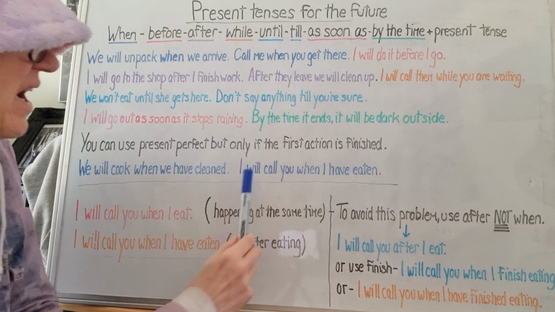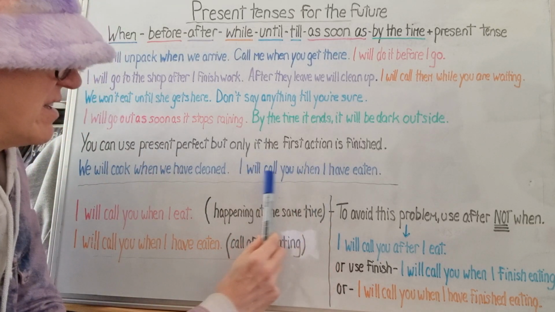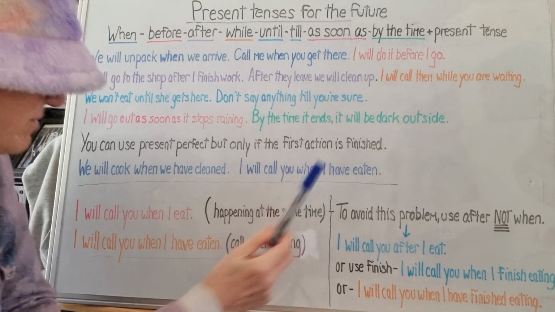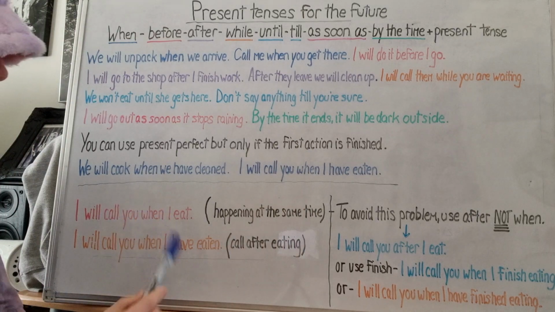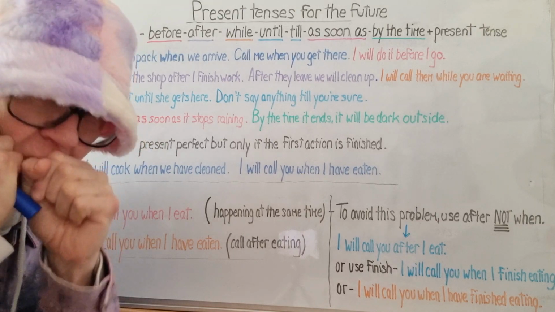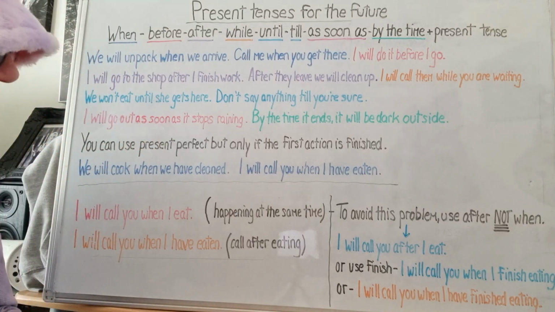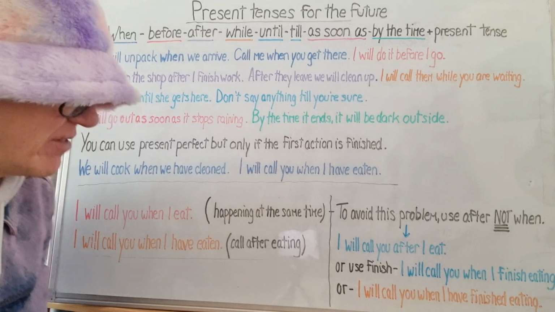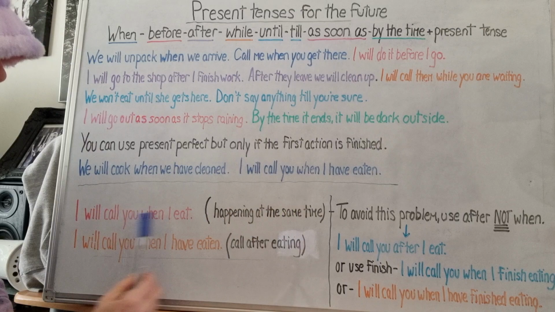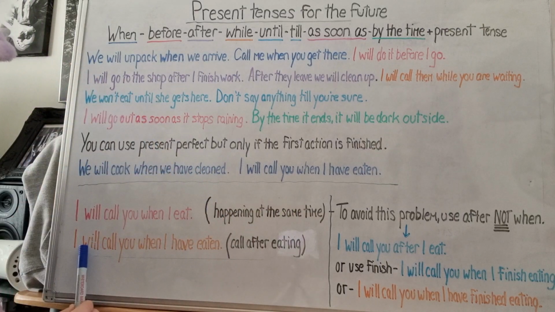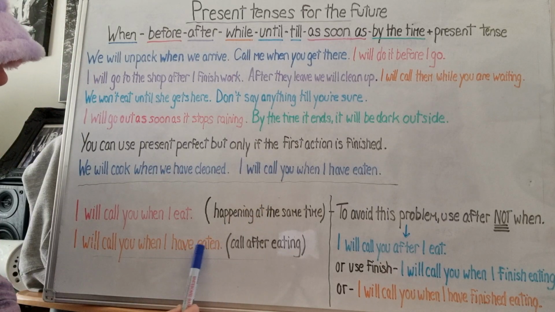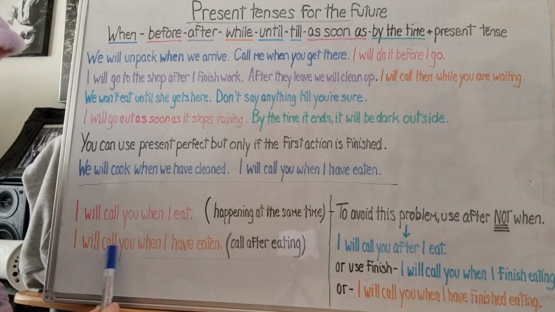Never mind. I will call you when I have eaten. After I eat, I will call you. Can you imagine? I will call you when I eat. Oh, hi, how are you doing? Oh, yeah, fine. Oh, that's rude, isn't it? So thank you very much for eating while you were talking to me on the telephone. So that means they're happening at the same time. No good. So we use present perfect instead. I will call you when I have eaten. Now we know when this is finished eating, then I will call you, okay?